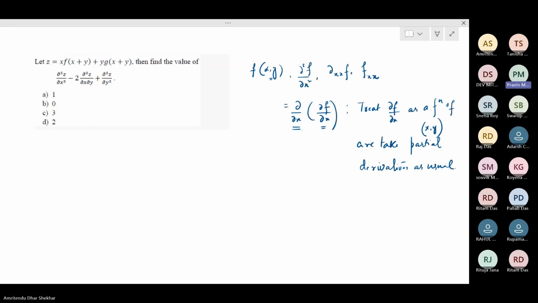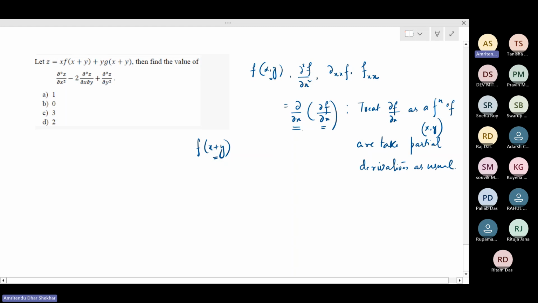Z is written as a function: z equals x times f of x plus y, plus y times g of x plus y. So if you look at f of x plus y, and someone asks you what is del x of f of x plus y, there's no other information given to you.